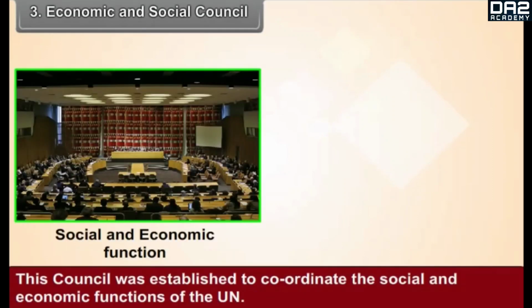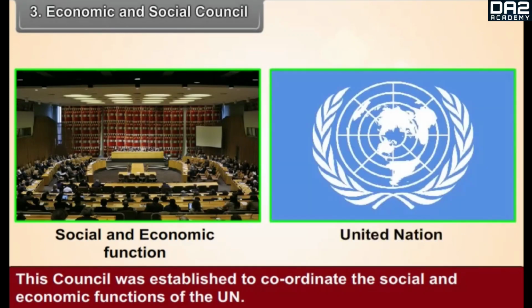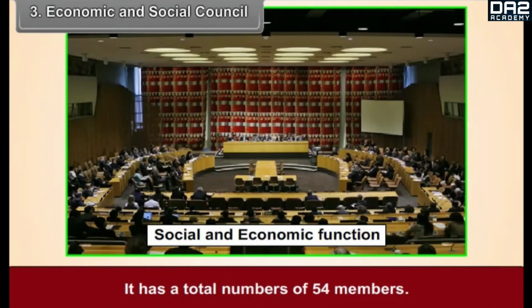Economic and Social Council. Structure. This council was established to coordinate the social and economic functions of the UN. It has a total number of 54 members.